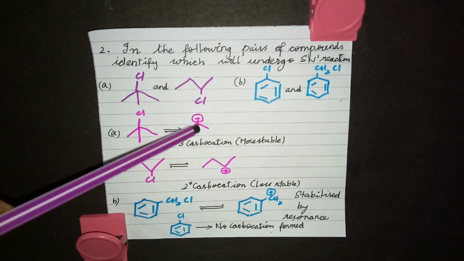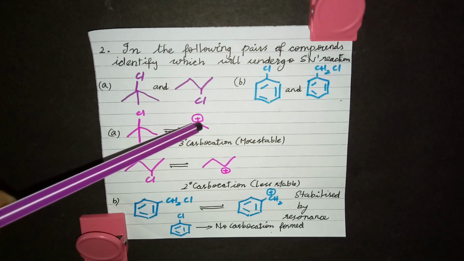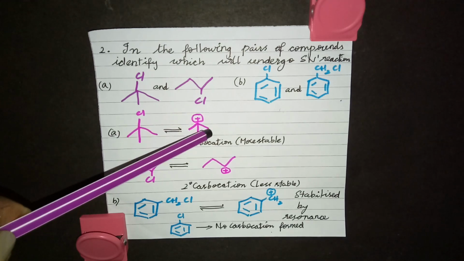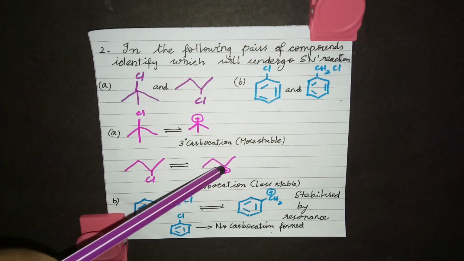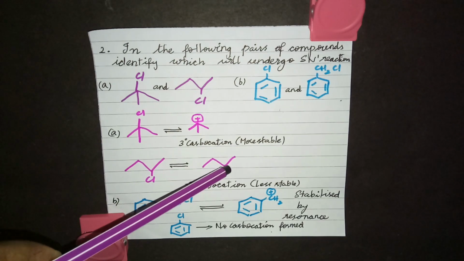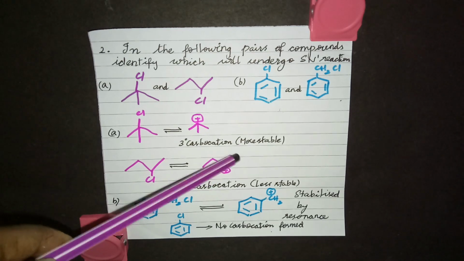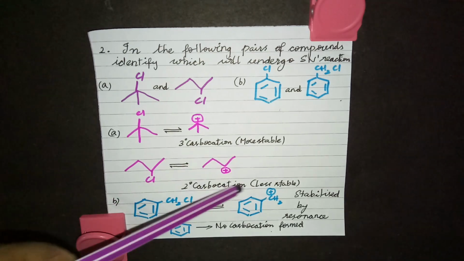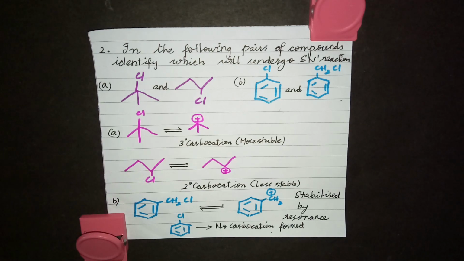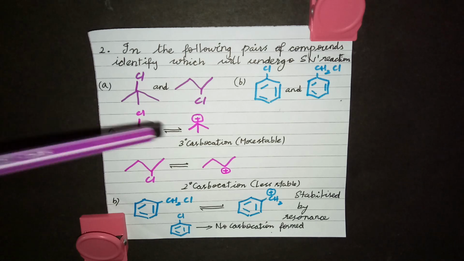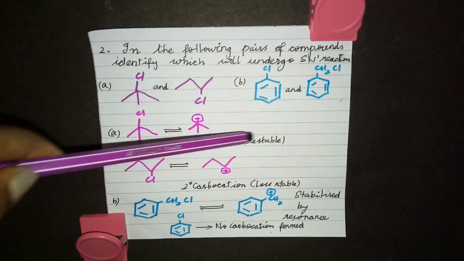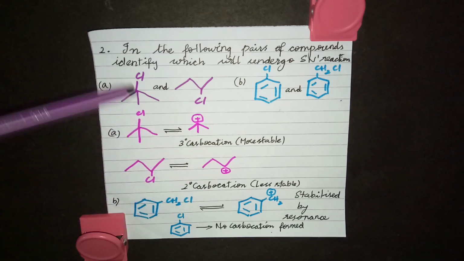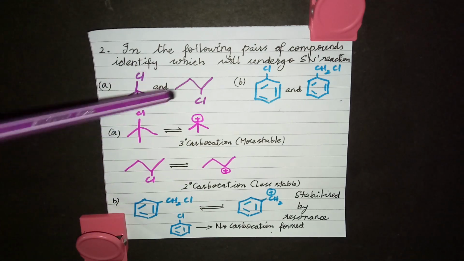This is the carbon with the positive charge. This carbon has 1, 2, 3 carbon neighbors. So this is a tertiary carbocation. Here, this is the carbon with the positive charge. This carbon has 1 and 2 carbon neighbors. So this is a secondary carbocation. And you know, according to the SN1 mechanism order, which will undergo reaction faster? Tertiary, because tertiary carbocation is more stable than secondary. So this will undergo SN1 reaction faster than this.